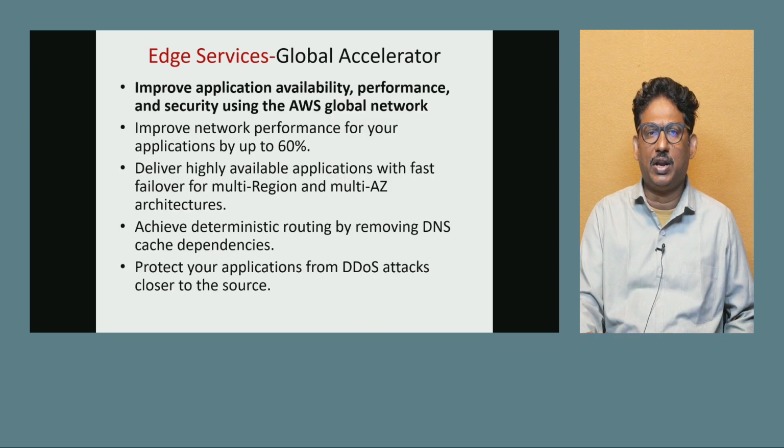Next come the edge services, that is the Global Accelerator, which improves acceleration, availability, performance and security using the AWS global network. The improvement in network performance is around 60% for application delivery, whereas the delivery is available for different applications with fast failover for multi-region and multi-AZ architectures. Achieve deterministic routing by removing DNS cache dependencies.